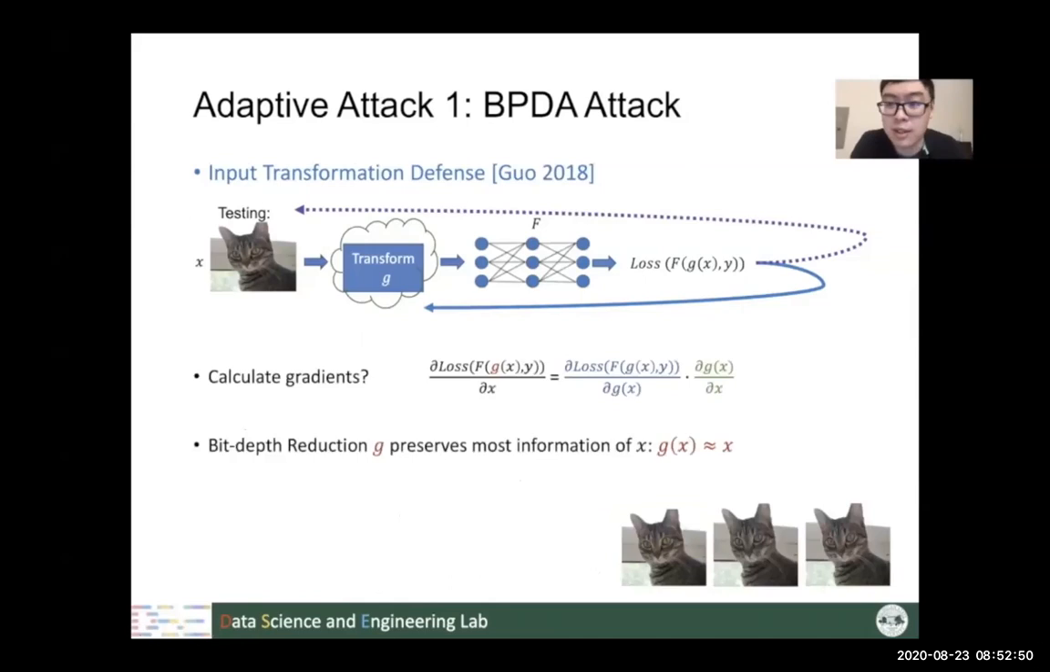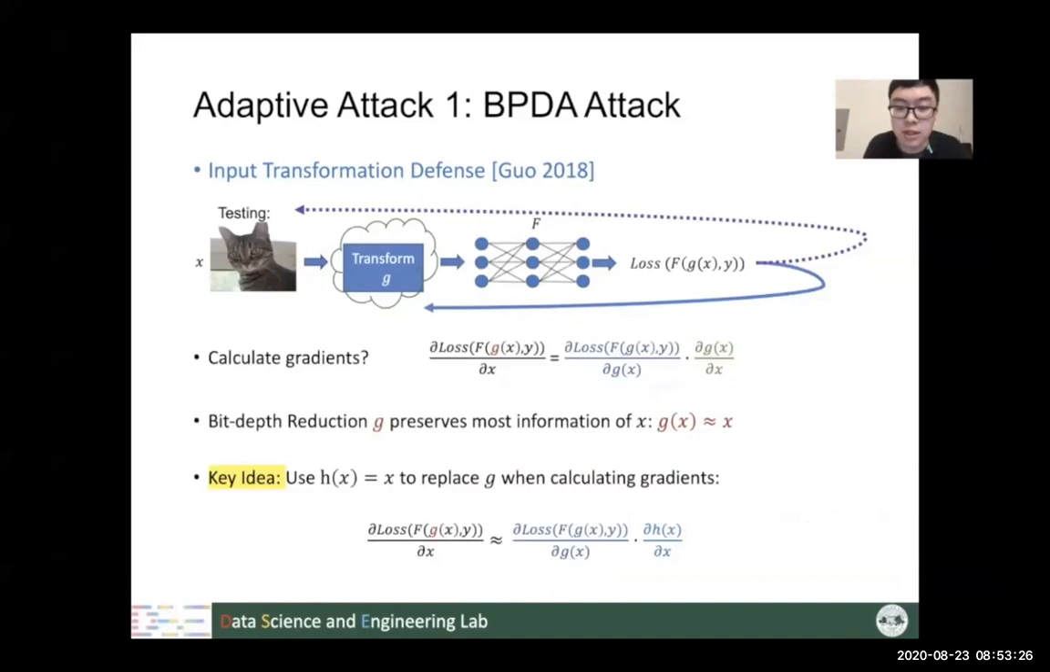Please remember that the reason adding such a G operation does not do too much harm to the model's overall accuracy is that this G function must preserve most of the information of the original image X. So it means that this G function may be close to an identity function. So the BPDA attack acts this way: it uses a substitute function called the H function, which is an identity function, to replace this G function when doing the backpropagation.